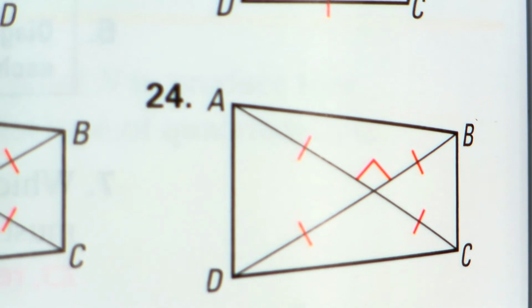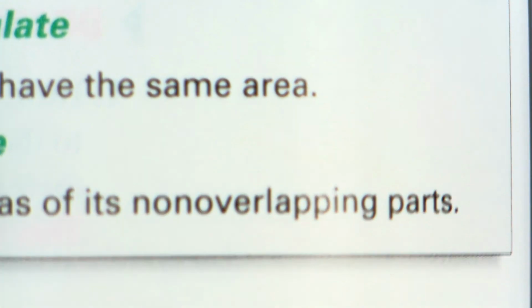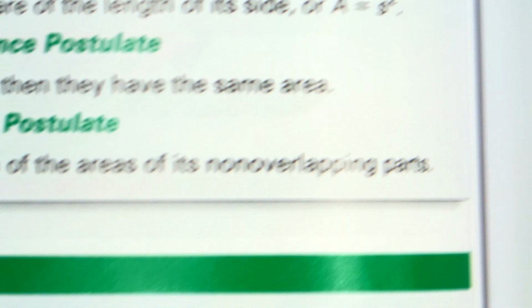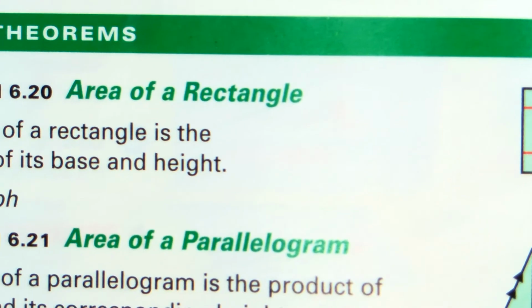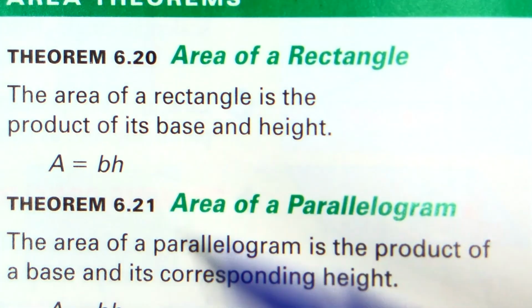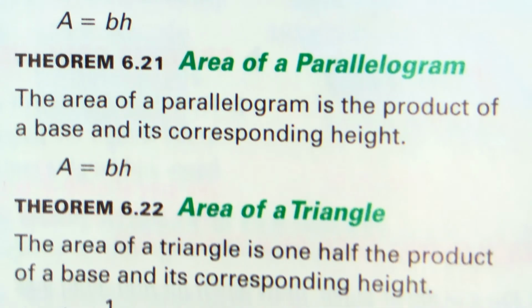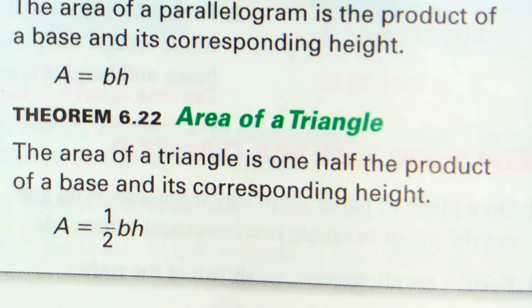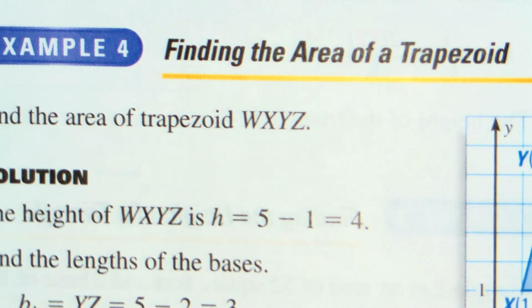Now, that's mainly the main content of the chapter, except finding the area of the polygons. You can find the area of a rectangle like you always have, length times width, or in this situation they call it base times height. That's the same thing. The area of a parallelogram is base times height, and the area of a triangle is A equals 1/2 of the base times the height.